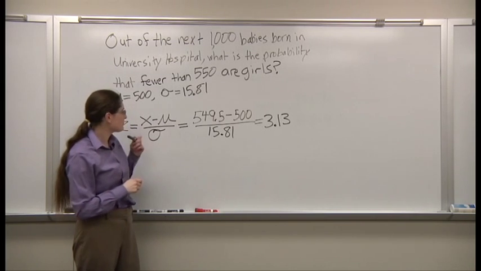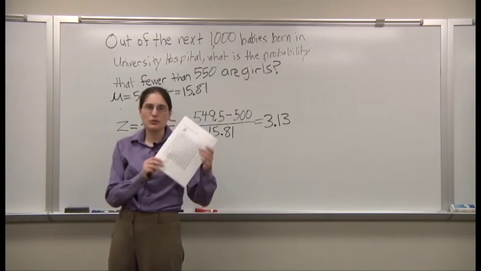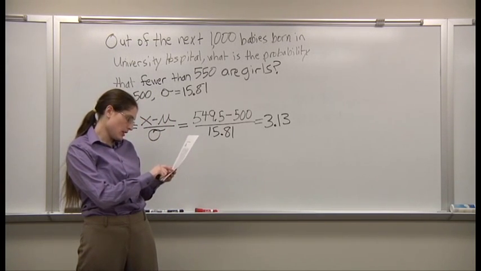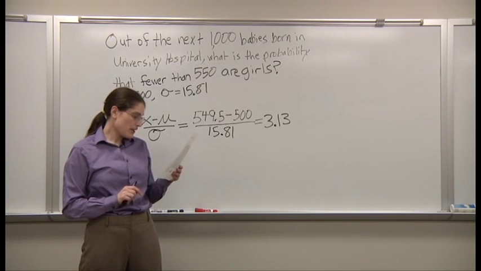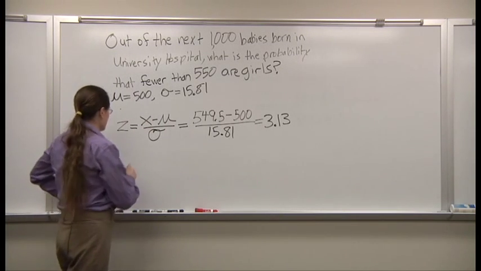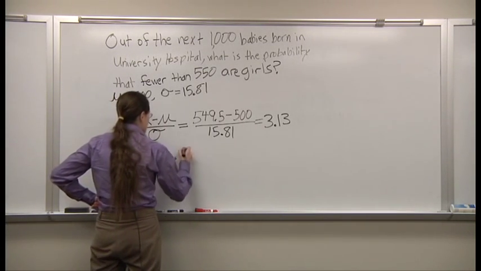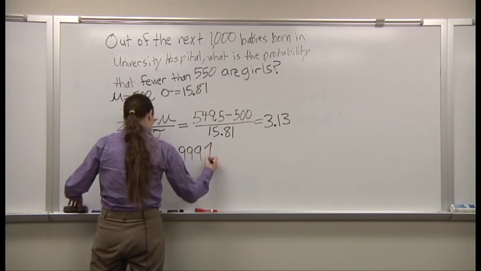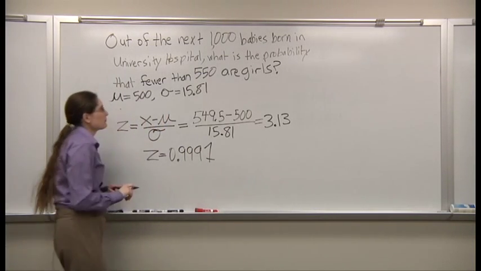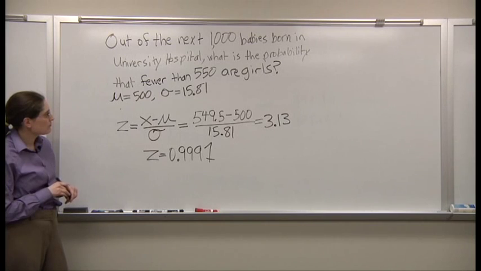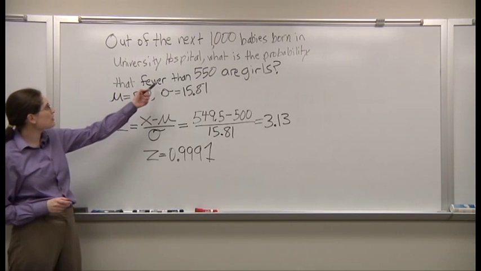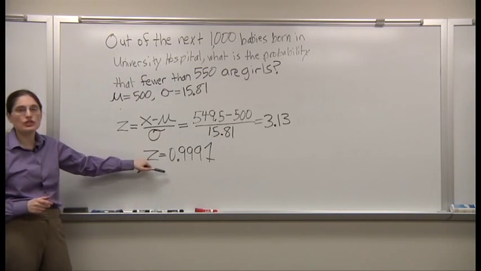So, you take your z table, look for 3.13. 0.9991. So, very, very large. Because the problem said less than, this is your final answer.